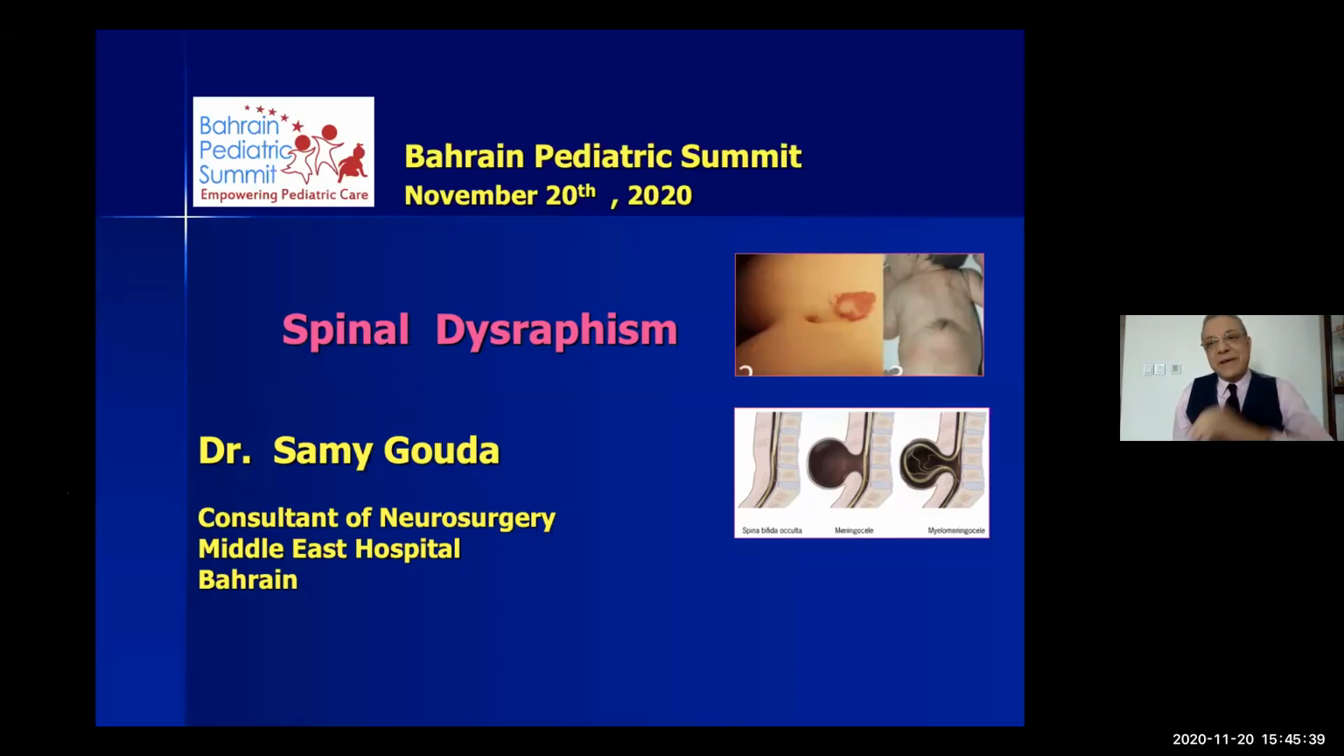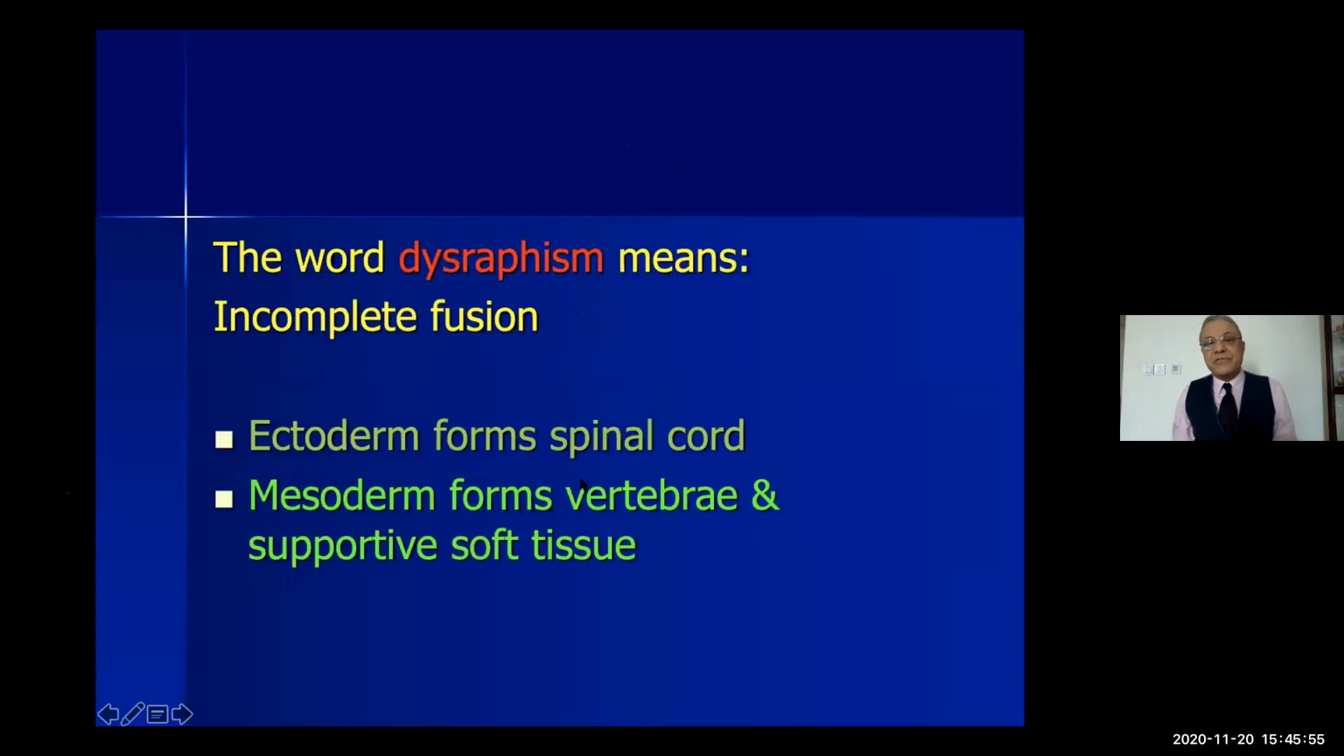Well, as you can see, the title of my presentation is spinal dysraphism, and probably few of us are not that familiar with this title. Just to simplify it, the word dysraphism itself means incomplete fusion. So if we have two ends of an object that didn't get fused together, or we have two objects that didn't fuse, this is what we call dysraphism.